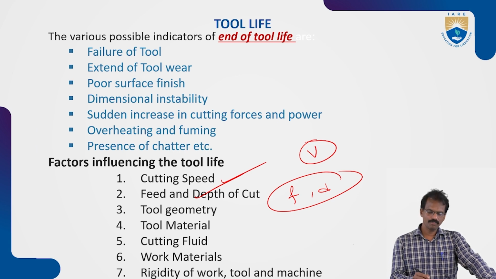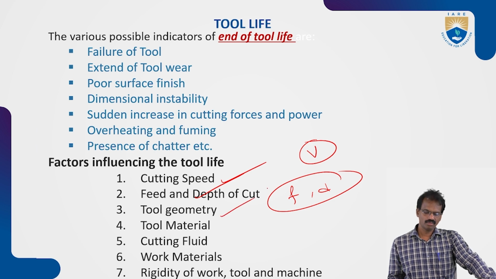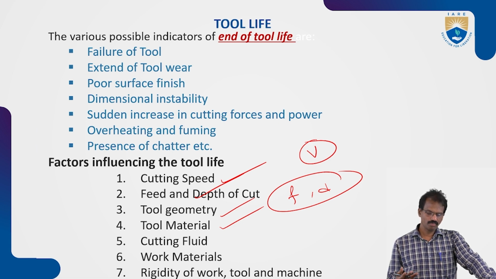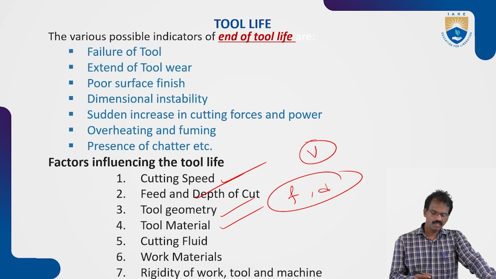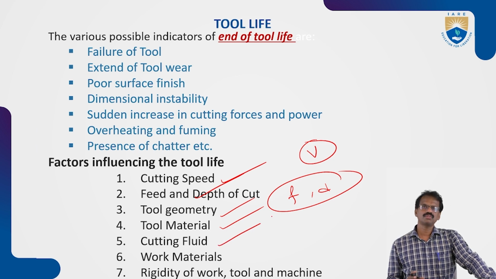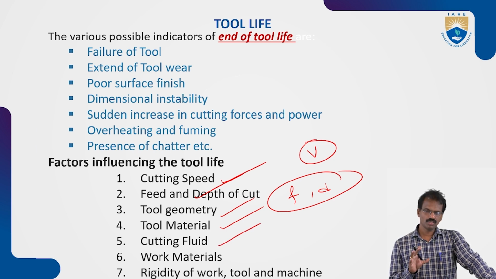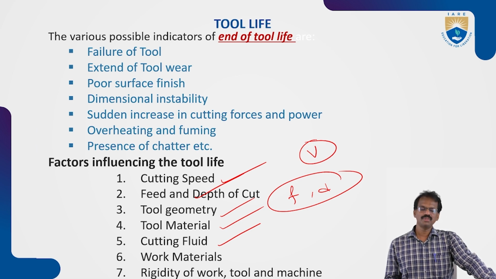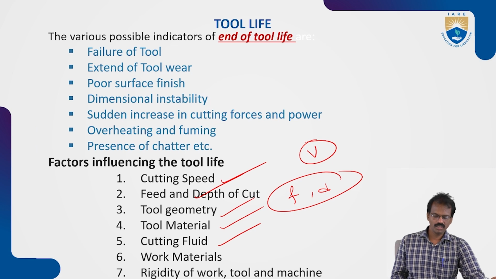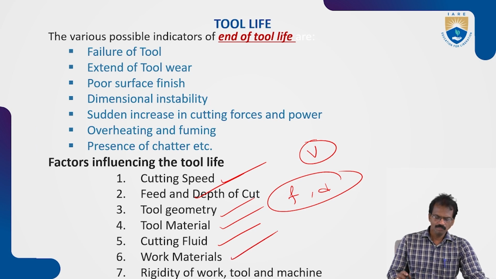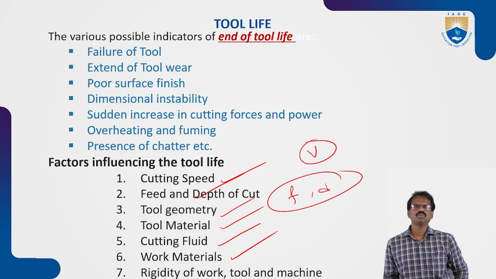Next, tool geometry, mainly rake angle. Next, tool material also influences the tool life, because different materials can be used for machining based upon the design of the product. Next, cutting fluid. Cutting fluid is very important to reduce the frictional heat which develops between the tool and the workpiece. Next, work material also. Tool material and work material both are very important.